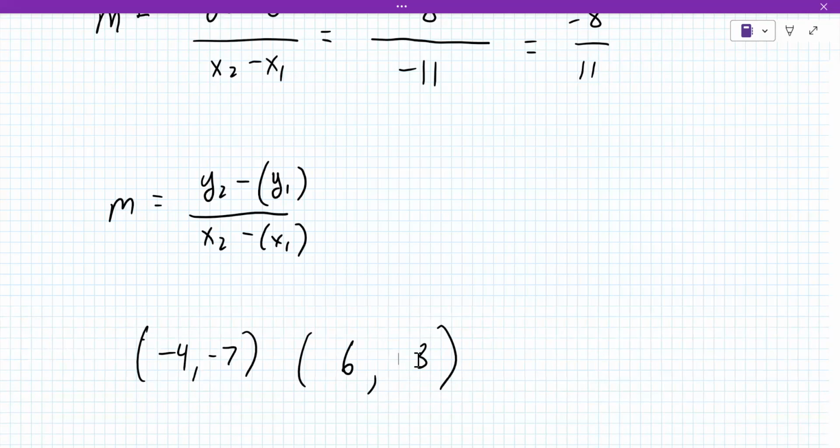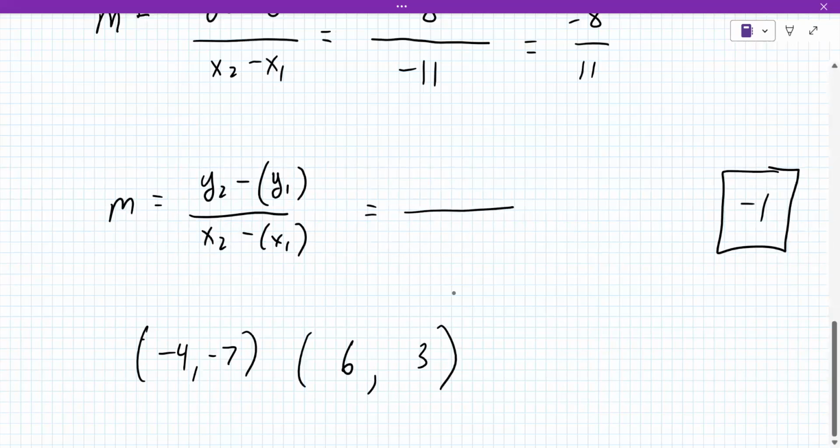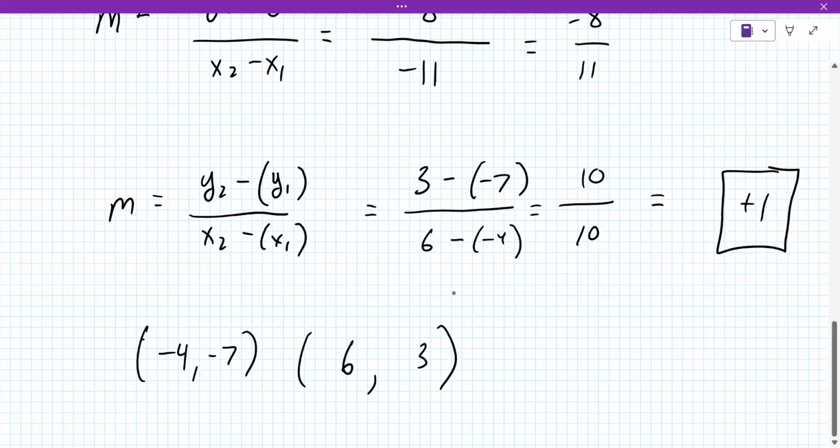Negative 10 over 10. Okay, is that your final answer? No, reduce that to 1, right? Okay, so what is your final answer? What would you put in the box here if I only were to grade the box? Negative 1. Okay, let's take a look here. So y2 is 3 minus a -7. That'll be plus positive 7. So that's 10. Good. Bottom here, it's 6 minus a -4. Yeah, 10 over 10. Over 10 would just be regular 1. Yes.